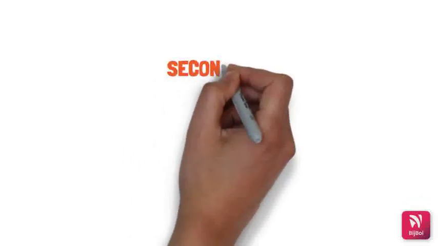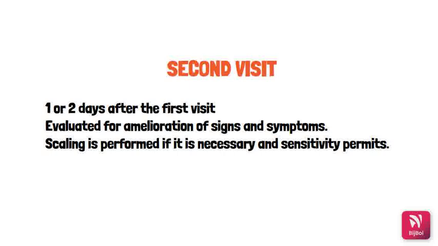Next, in the second visit, which takes place approximately 1 or 2 days after the first visit, the patient is evaluated if there is any decrease in the signs and symptoms. Usually at this visit, the patient's condition is improved, and the gingival margins are erythematous without a pseudomembrane. In this visit, you can perform scaling, if the patient can bear the sensitivity.